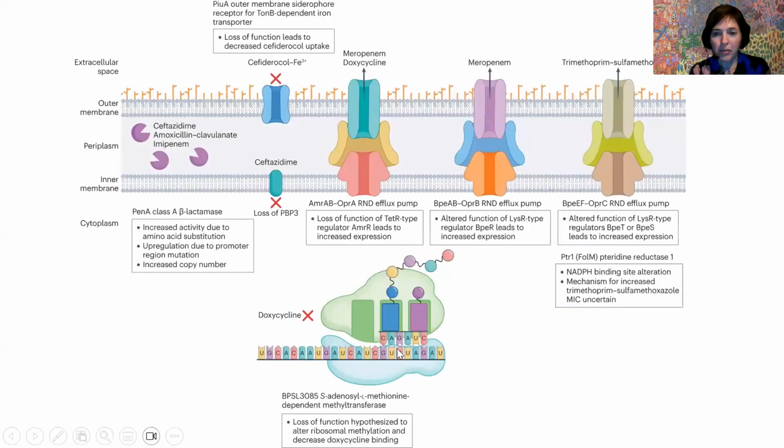I'm going to skip over this slide. I just really like this picture, another one from Ella's paper, but I'll skip over it in the interests of time.